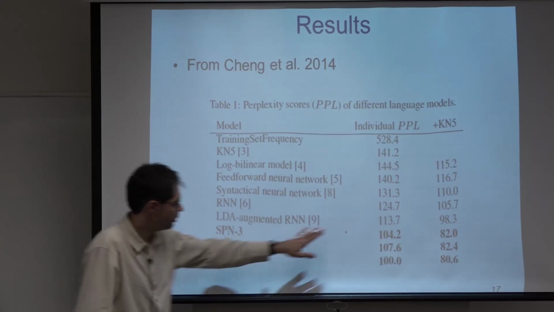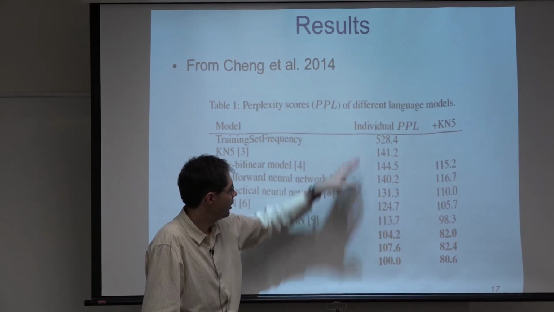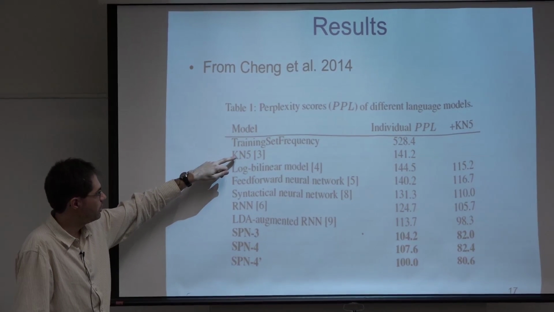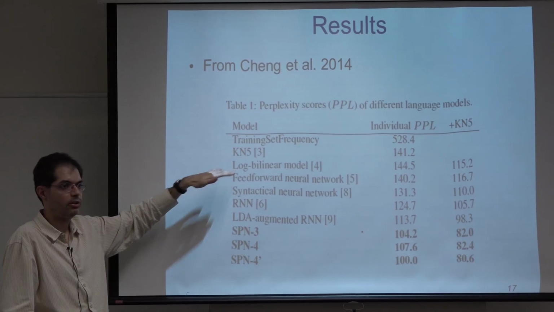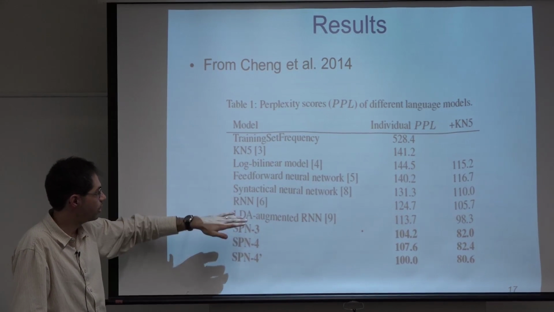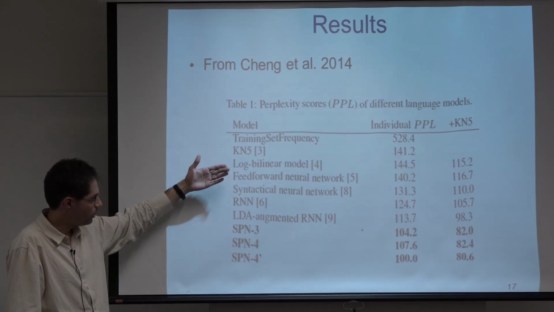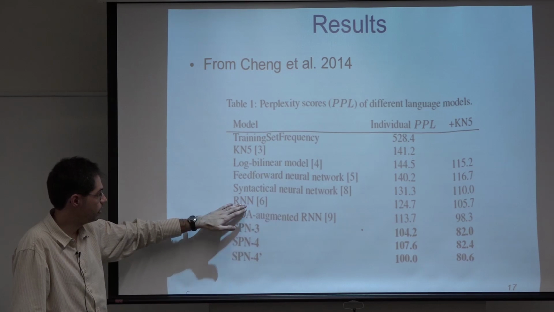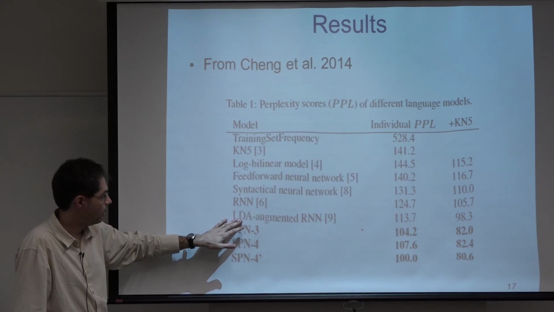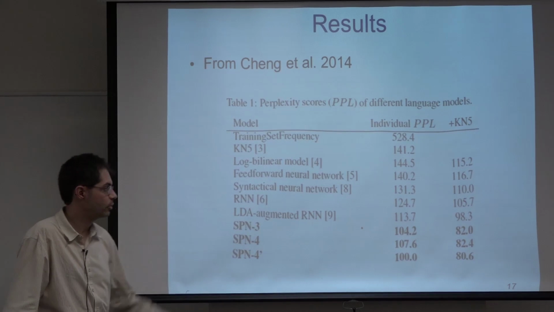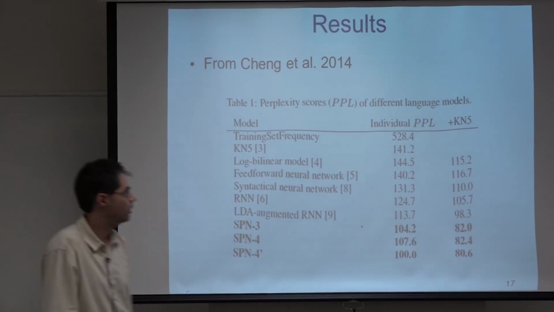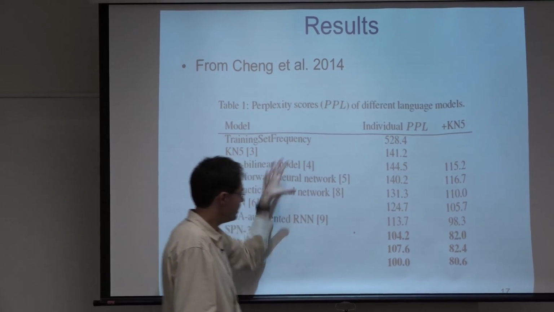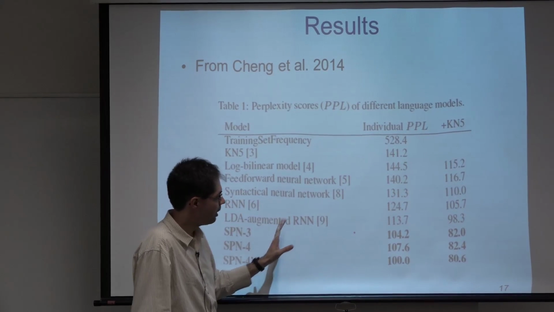And so their model essentially ended up beating the other models. Then they compare to this one here. Kneser-Ney is a classic model that for a very long time was the state of the art, but nowadays neural networks are better. They've compared to a feed-forward neural network, a syntactical neural network, a recurrent neural network, and a latent Dirichlet allocation model with an augmented recurrent neural network, and essentially did better than all of those. Okay?